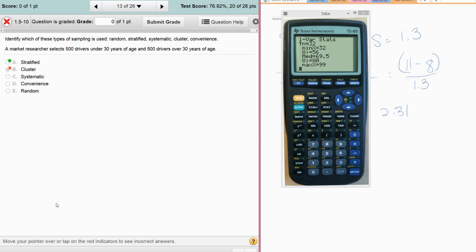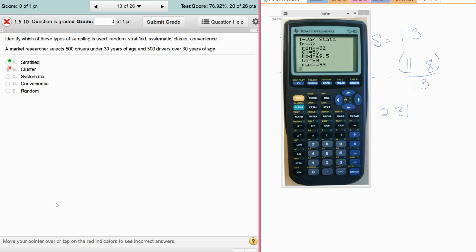Okay, identify which of these types of sampling is used: random, stratified, systematic, cluster, or convenience. So it says a market researcher selects 500 drivers under 30 years of age and 500 drivers over 30 years of age. So you picked cluster, and here cluster and stratified are very similar. So in both of these methods, you're dividing them into 2 groups.